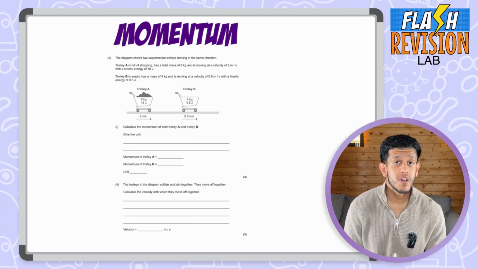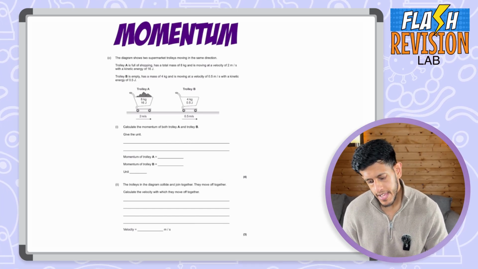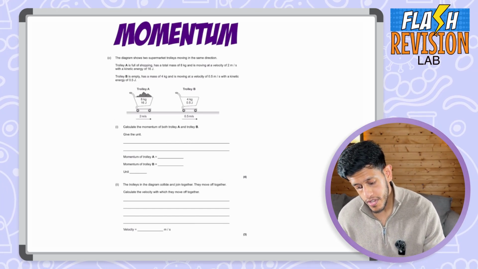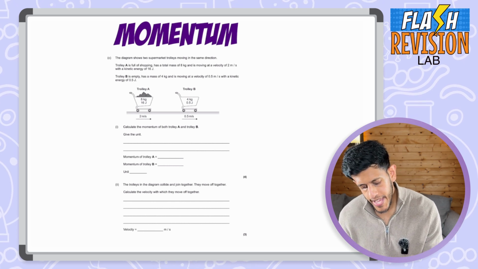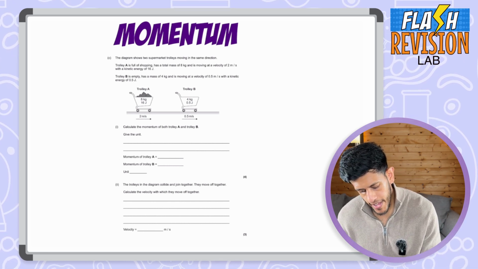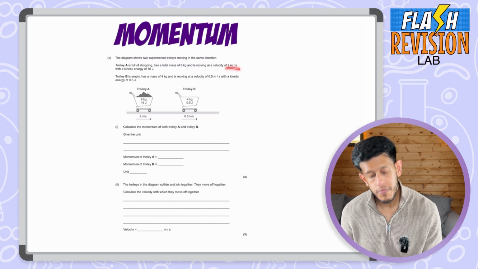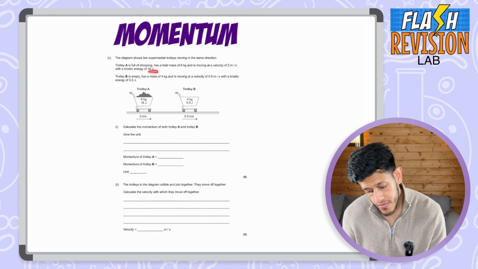Okay, so let's take a look at this question talking about calculating momentum. It says the diagram shows two supermarket trolleys moving in the same direction. Trolley A has a total mass of 8 kilograms and is moving at a velocity of 2 meters per second and with a kinetic energy of 16 joules.